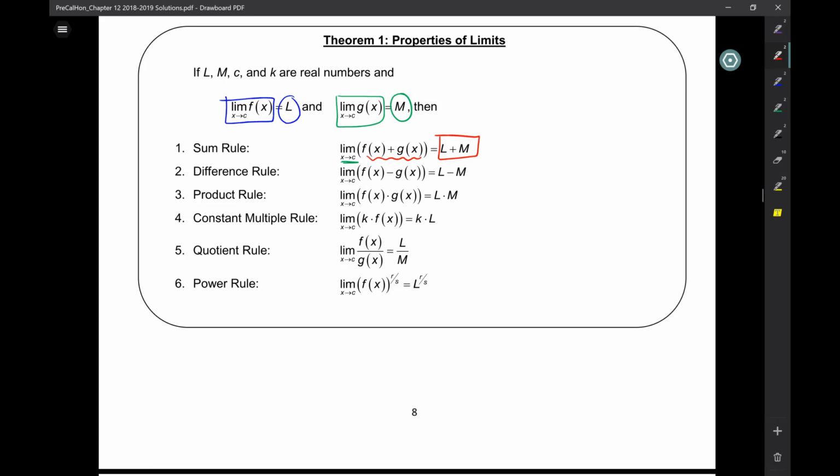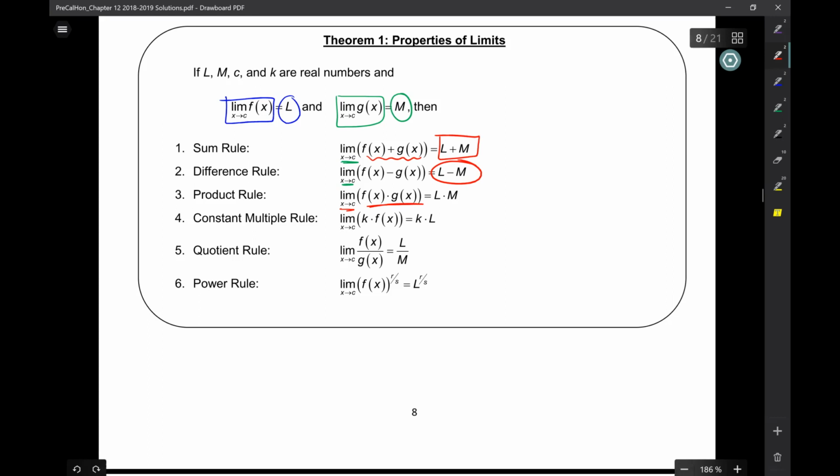And then when you subtract, all you do is subtract the limits. And then the same with multiplying. You multiply their limits.